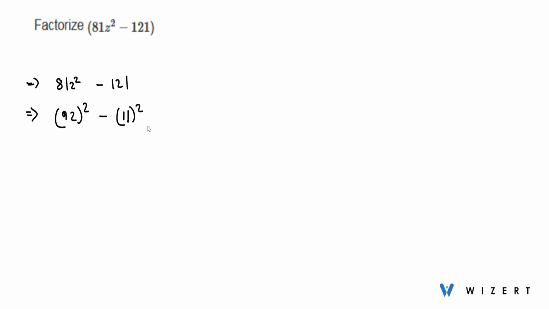According to the question, we have to factorize the expression 81z square minus 121. Now in order to solve it further, we have to simply write the terms in a different way. That is, we can write 81z square as (9z) whole raised to the power 2, and similarly we can write 121 as 11 whole raised to the power 2. Now this is nothing but in the form of a square minus b square, which can be further written in the form of (a minus b) multiplied by (a plus b).